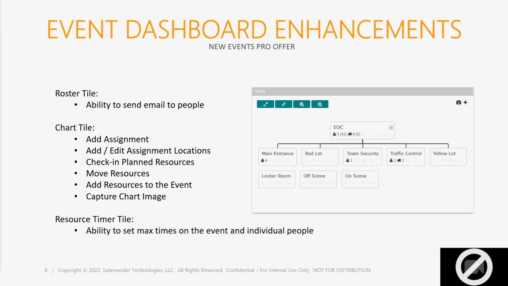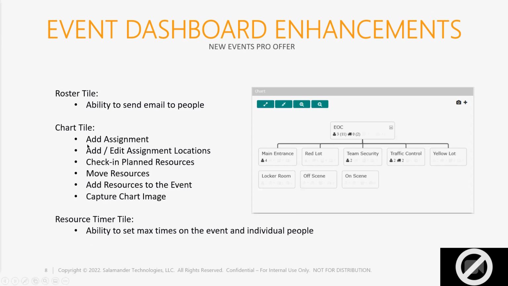All right, so here is the big one. This is the event dashboard enhancements. These enhancements were made with the new Events Pro offer, which is going to provide you some additional chart functionality. You'll see here on the chart tile, there's a bunch of things that you can do now. A lot of the things that you were restricted in doing within just the Track app and Command, as well as the Rapid Tag solution, you now can do within SalamanderLive within the chart tile.